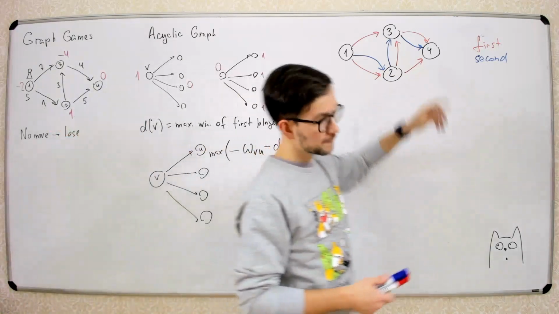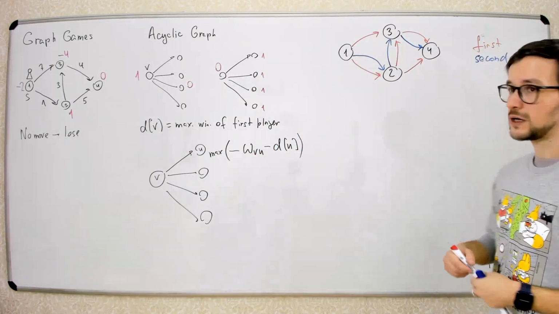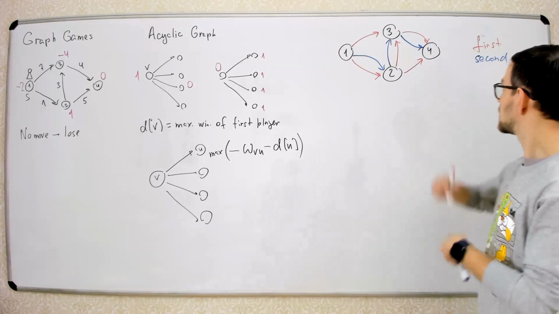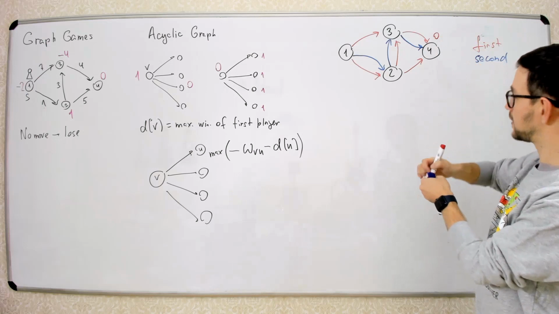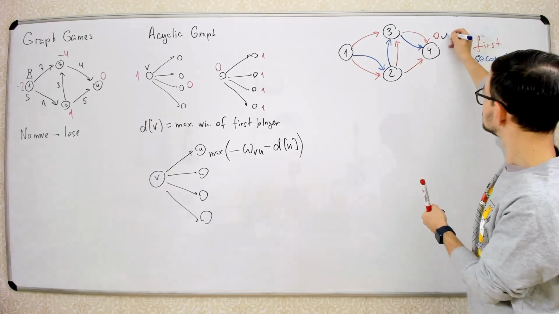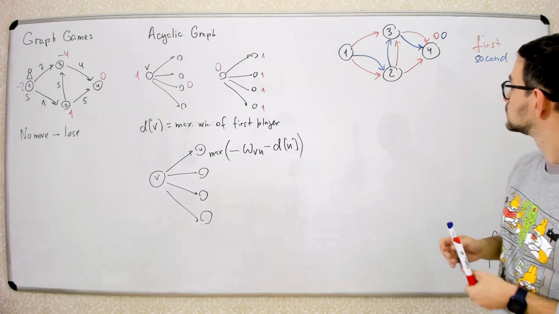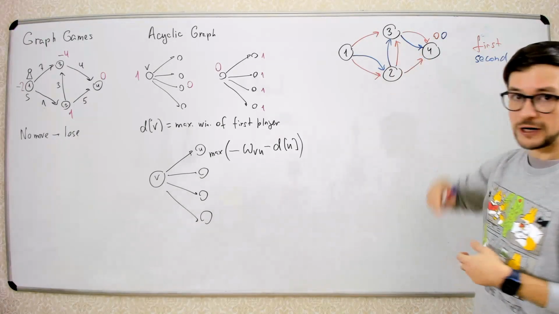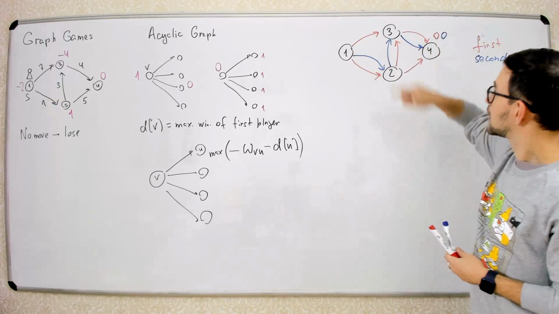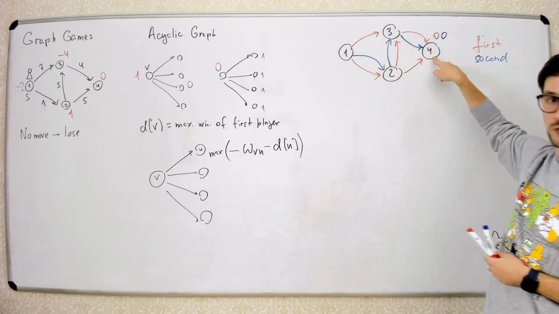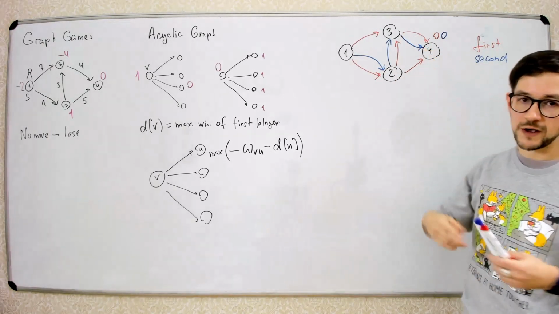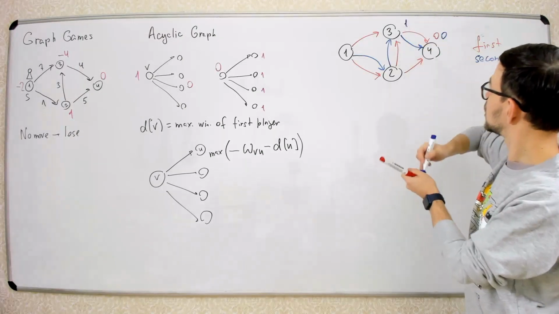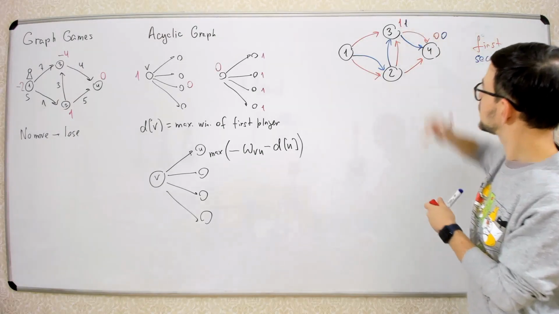So for node 4, if I stand here, then the game is losing for both players. So it is losing for the first player and it is losing for the second player. Now, for node 3, if I'm standing here, then both players can go to node 4. So for both players, node 3 is a winning node. So it is winning for the second and for the first player.